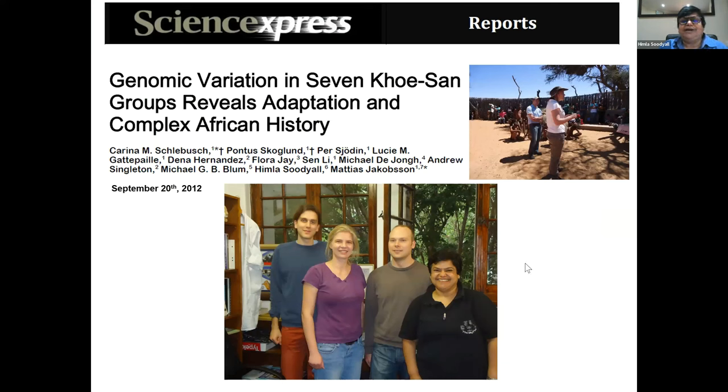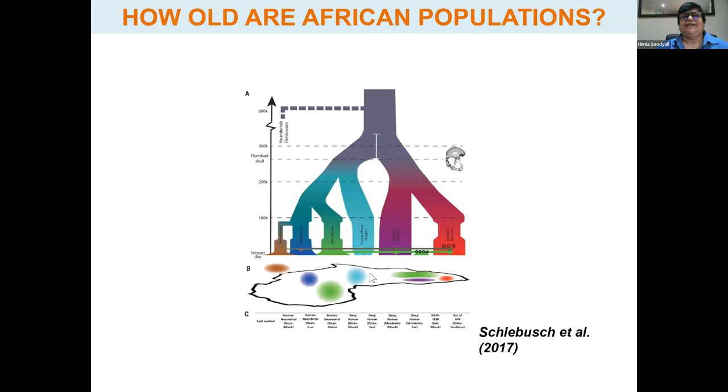Now, subsequent to the Schuster articles, together with my former postdoc, Carina Schlebusch, and colleagues Mattias Jakobsson and Pontus Skoglund, we showed again the antiquity of early humans being in Southern Africa, found almost exclusively in the San and Khoi. So again, when we looked at how old peoples in Africa are, the first two branches on the right-hand side are almost exclusively San and Khoi. And only when you come to the shallower branches of the tree are there representations of individuals from elsewhere on the African continent.